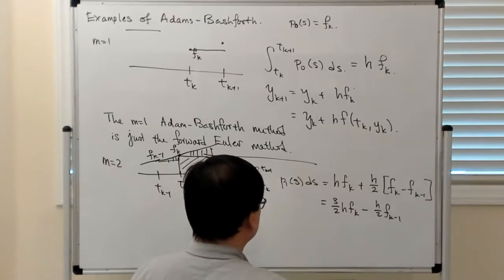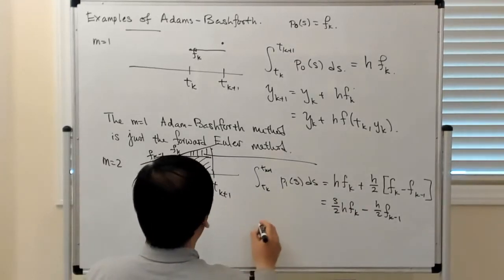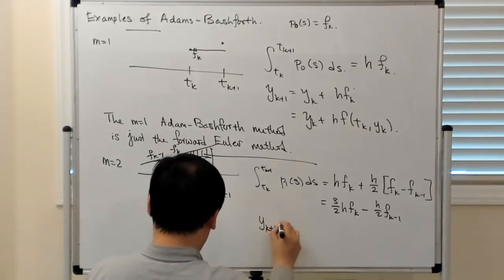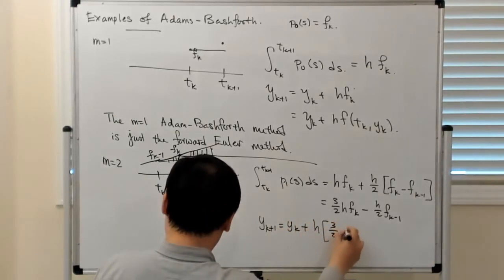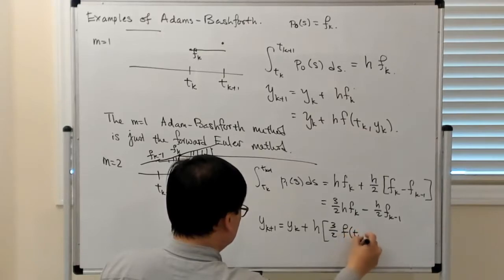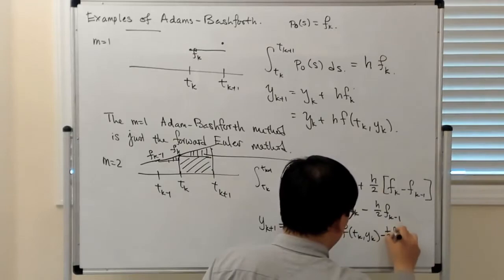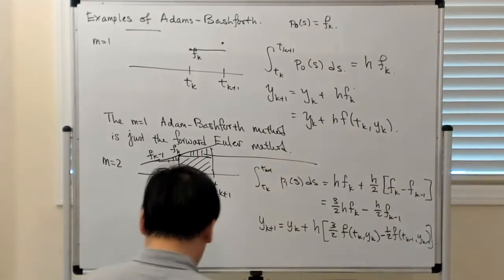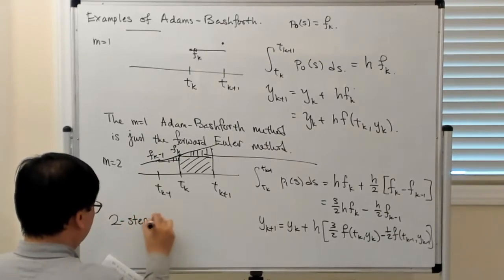Once you have that, then you get the two-step Adams-Bashforth method, which says that yk plus 1 is equal to yk plus h times 3 over 2 f at tk yk minus 1/2 f at tk minus 1 yk minus 1. Okay, so this is the two-step Adams-Bashforth method.